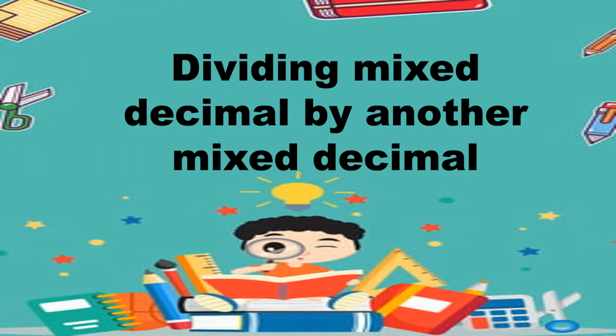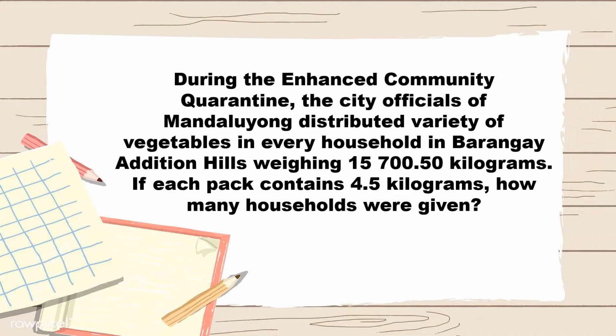Next, let us discuss dividing mixed decimal by another mixed decimal. Let's have a word problem. During the enhanced community quarantine, the city officials of Mandaluyong distributed variety of vegetables in every household in Barangay Addition Hills, weighing 15,700 and 50 kilograms. If each pack contains 4 5/10 kilograms, how many households were given?